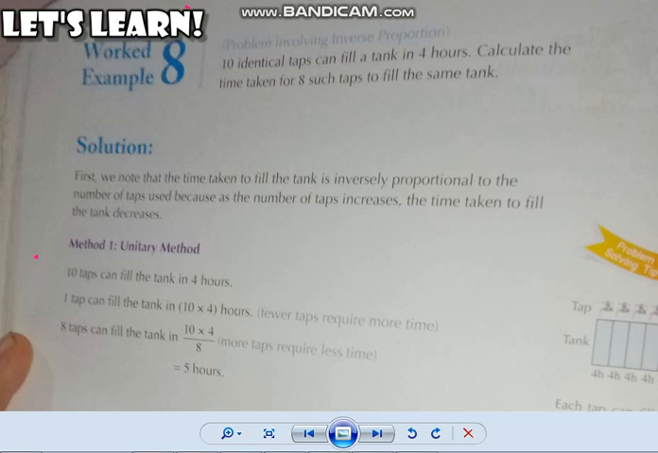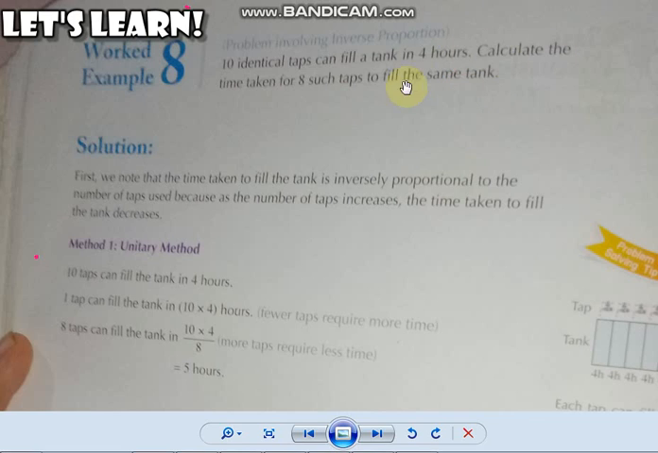So if you see over here, this is a similar example. Let's suppose your mother has to fill up the tank. Now the tank is very big. If she is using one tap to fill the tank, it will take forever to completely fill the tank. If she is using 10 taps, अगर वो 10 नल इस्तेमाल कर रही हैं to fill up the tank, it is going to take her 4 hours to completely fill it.